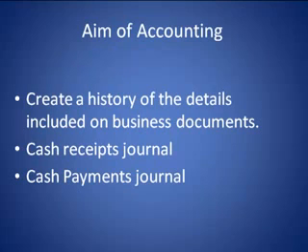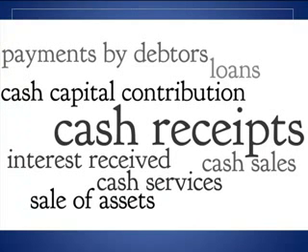We put those cash receipts into a journal. So we have a cash receipts journal and a cash payments journal, and this is their first point of entry into our books. Here's some examples of different cash receipts that a business owner may get. Each of these cash receipts would also go into the cash receipts journal.